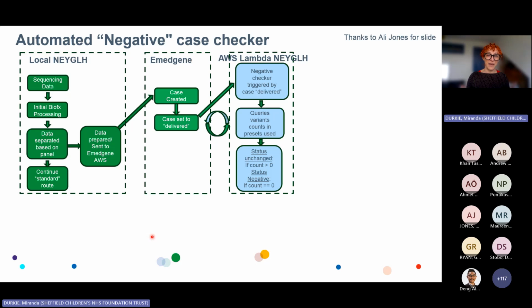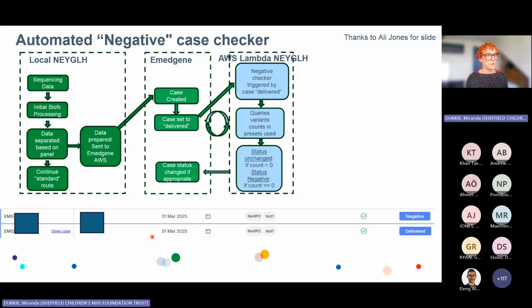If there are any variants in those presets, then it does not change the case status. However, if there are no variants, it will change the case status to negative. So what this looks like for a real case, as you can see for this top one, it's been set to negative. So we know that there are no variants in this one, whereas this one that says delivered, we know that there's at least one variant.